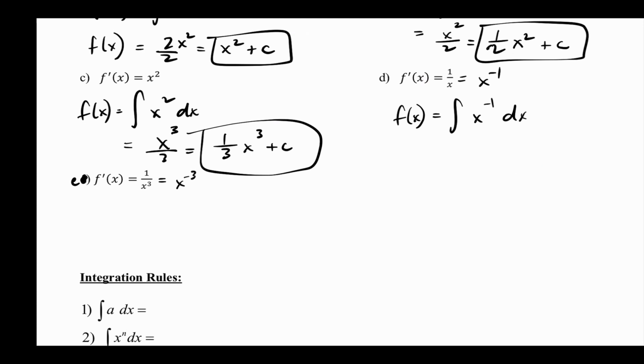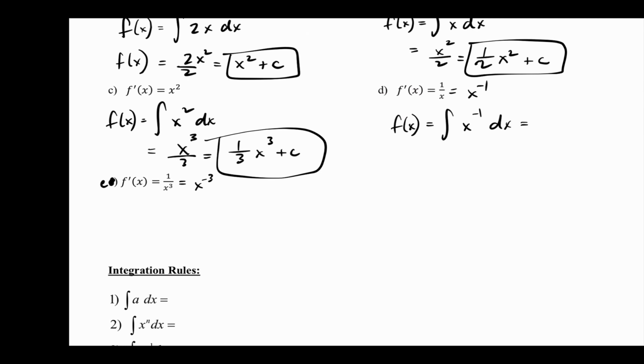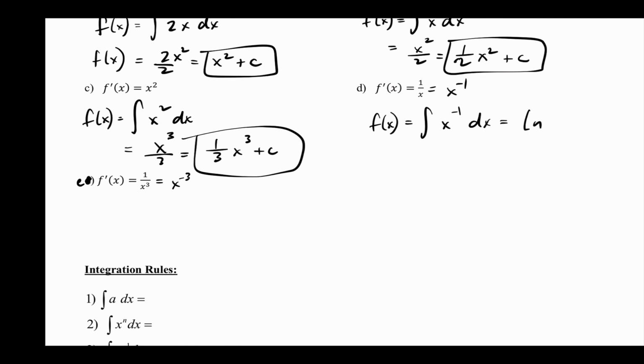So what is the answer? Not undefined. Natural log of x. If you remember, the derivative of natural log was 1 over x. It's just going the opposite way. And then we need a plus c. That's the only time the power rule will not work, when you have something to the negative 1 power. Well, it's just going to be a natural log. Okay, that's a special case.